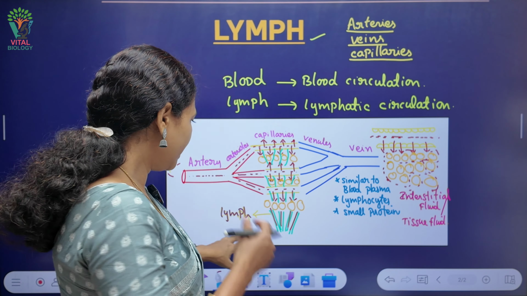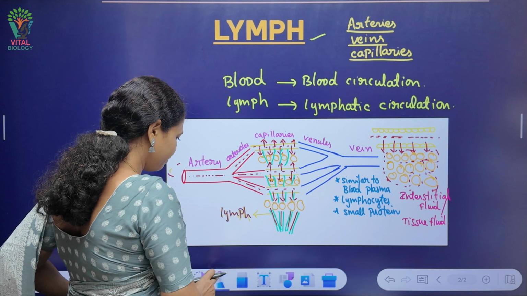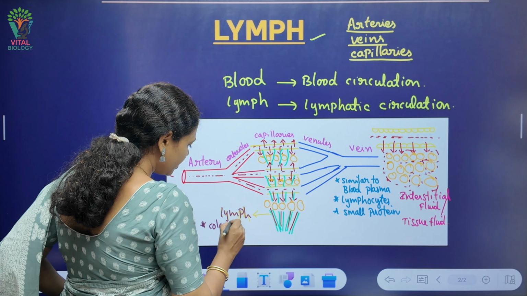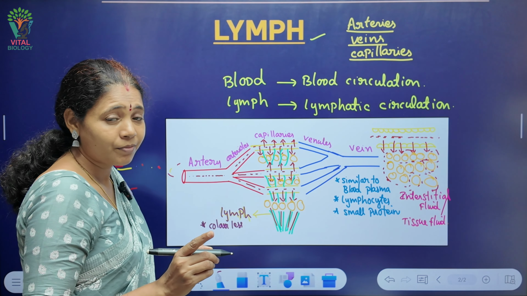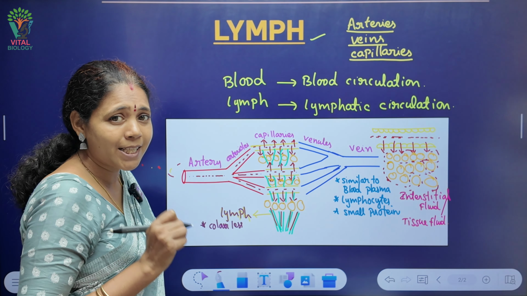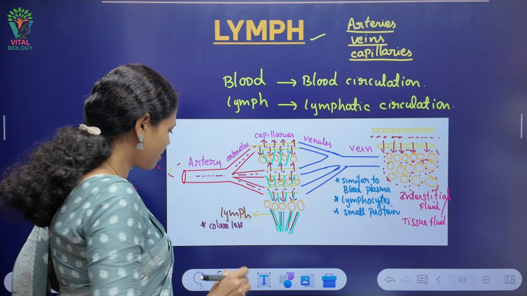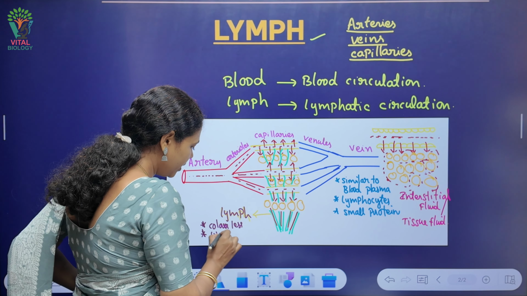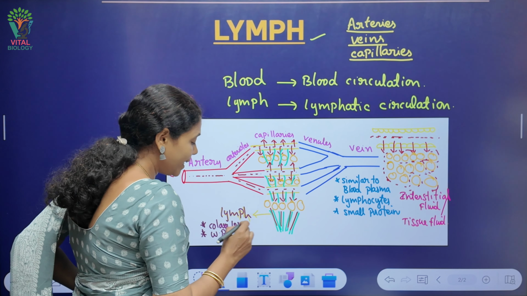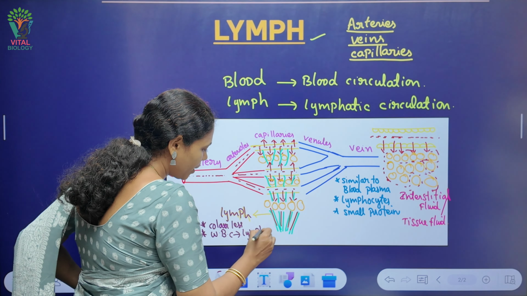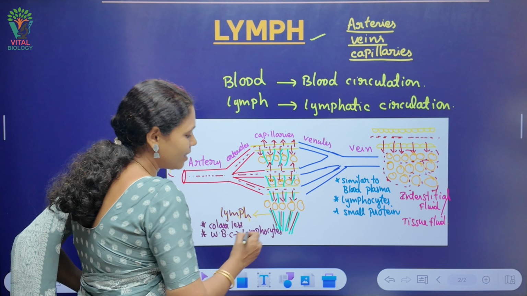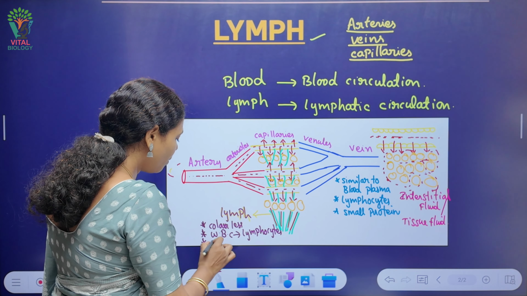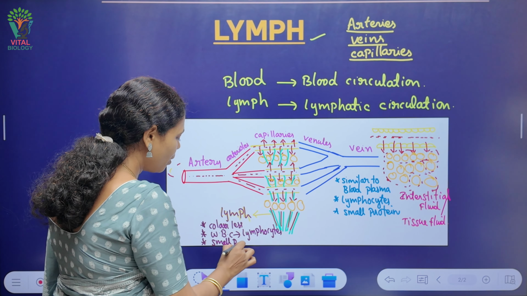Lymph is a colorless fluid. Lymph is colorless as it does not contain RBC. That is why lymph is colorless. Then what formed elements are present in lymph? Especially WBC, and that too specialized lymphocytes. Specialized lymphocytes are present in this lymph. And also it consists of small proteins.